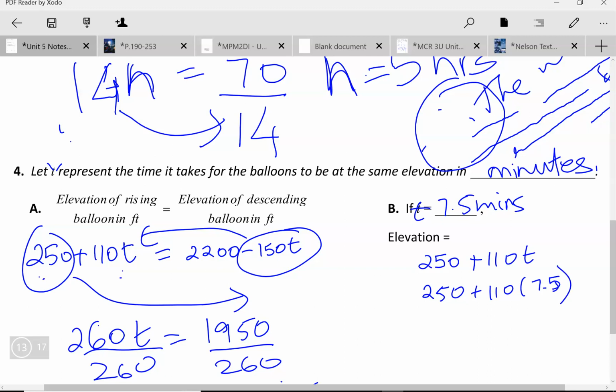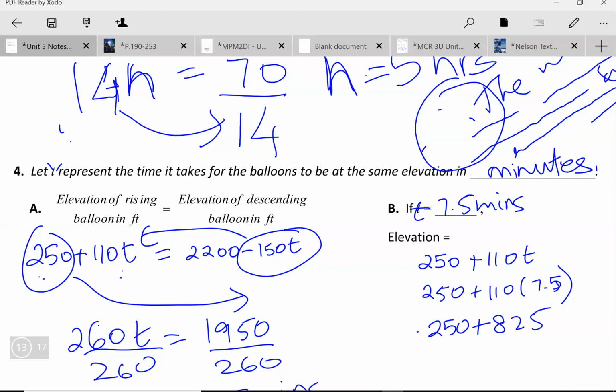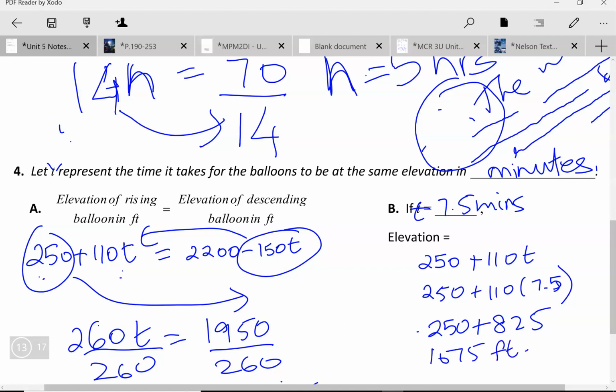So 110 times 7.5 is 250 plus 825, which gives me 1075 feet. I'm just going to double check that I got my answer right and put 150 times 7.5. And yes, I do get the same answer.